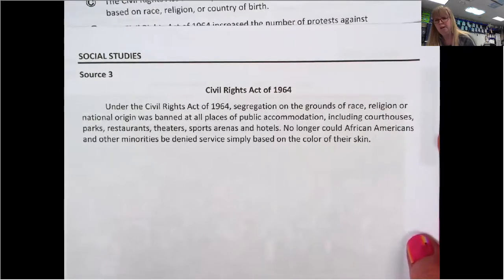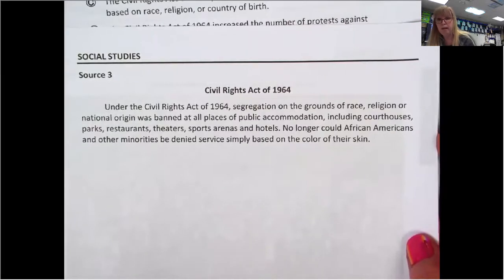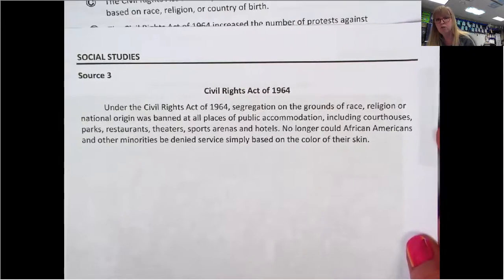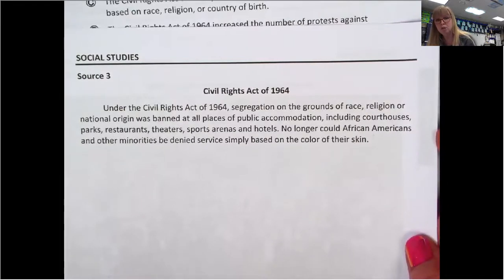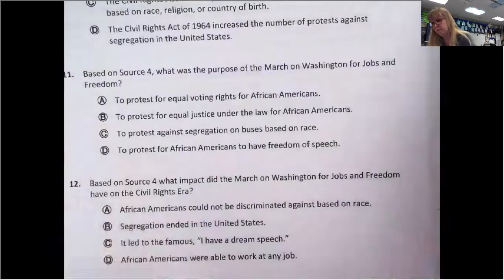So that would be places where people would stay, including courthouses, parks, restaurants, theaters, sports arenas, and hotels. No longer could African Americans and other minorities be denied service simply based on the color of their skin.